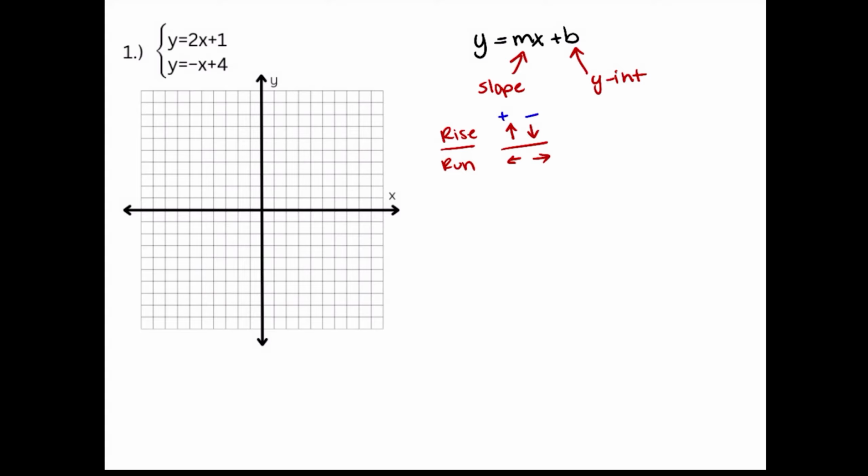And likewise, on the run portion, left is negative, right is positive. So if we have a negative number on the bottom, we are going to go left that many units.